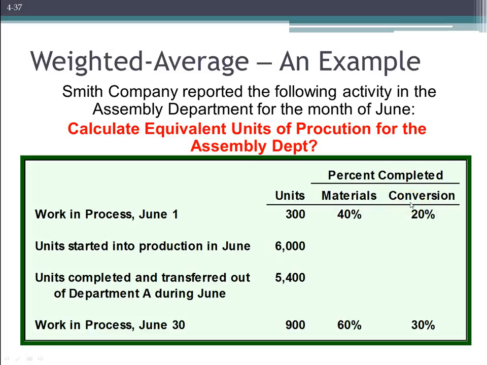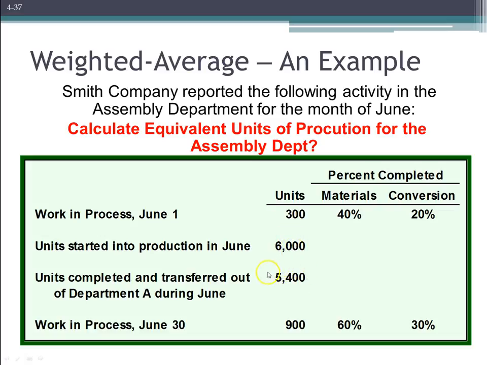And don't worry yourself or concern your minds with coming up with these percentages. These will always be provided to you, as in the real world they would be provided by the business managers themselves. But we need to know what to do with them and how to apply them. Next, of course, is the units started into production. So we had 300 units that were about partially completed, and we started on another 6,000 units during the period. So we had 6,300 under production during the period.